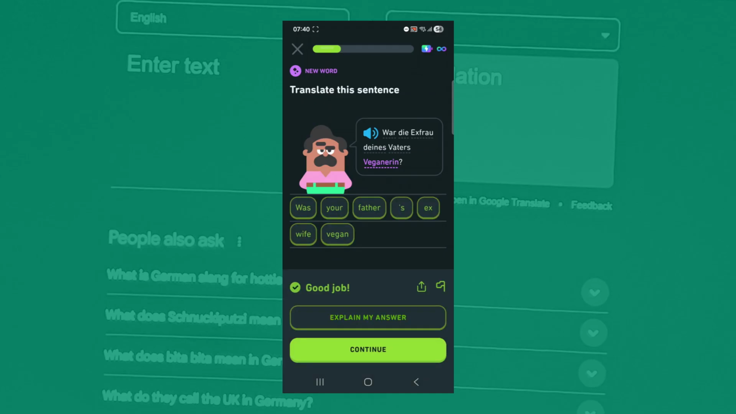Okay, so I'm writing down Veganer because that word is actually useful to me.